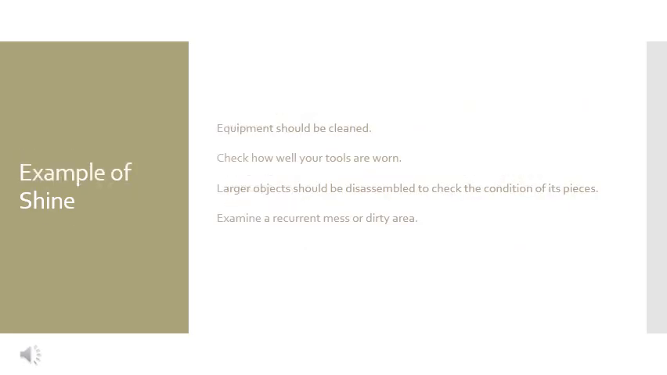Let's talk about examples of shine in work practice. First is to clean equipment regularly, ensuring that all the equipment is cleaned thoroughly on a regular basis to maintain good performance and hygiene. Second is to check tool condition. Do regular condition checks, look for signs of wear and tear, and replace any tools that are damaged.